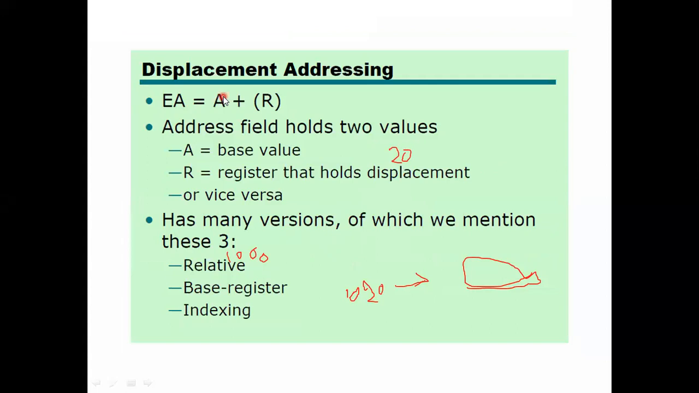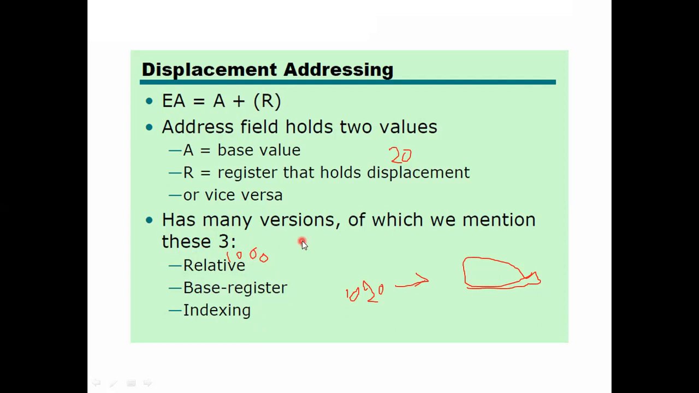Here, see here. Effective address equal to A plus square brackets of R. A is the base value. R is the register that holds displacement. That is A value is 1000. R value is taking as 20. Okay, ma. In this displacement, relative addressing, base register, indexing addressing. Okay, ma. So relative addressing mode means here only one difference will be there. That is here in indexed addressing mode, the displacement will be present in the register. Okay, ma. In relative addressing mode, the displacement will be present here.